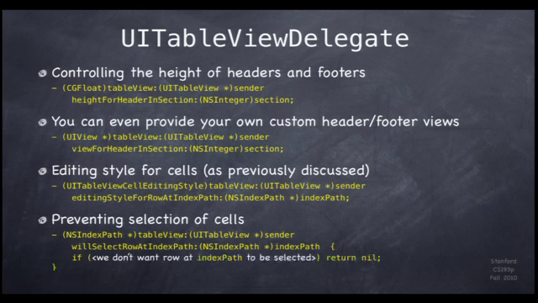And you can prevent the selection of cells too. If someone clicks on a cell, willSelectRowAtIndexPath is going to be called before it does all the work to show the selection, and you could return nil from here if you don't want it to be selected. In fact, you could even return a different cell and it would select that one instead. It's kind of weird to do that, but you could. This returns the index path to the cell that's actually going to be selected.